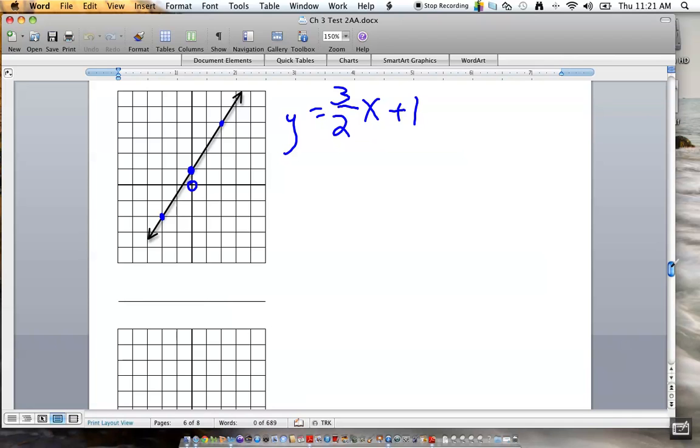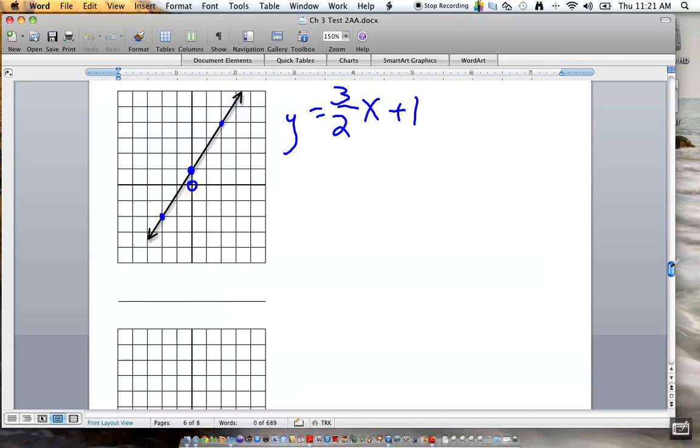For some strange reason, more than you would expect, people wrote +2 as the y-intercept. I don't understand why. How did I get 3/2? Because I'm going up 3 over 2. How would you get 2? I don't know either. But some people did it.